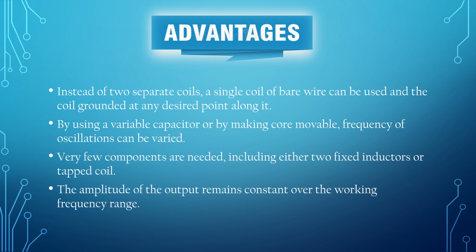Now let's look into the advantages of the Hartley oscillator. Instead of two separate coils, a single coil of bare wire can be used and the coil can be grounded at any desired point along it. By using a variable capacitor or by making the core movable, the frequency of oscillation can be varied. It requires very few components, like either two fixed inductors or a tapped coil. The amplitude of the output remains constant over the working frequency range.